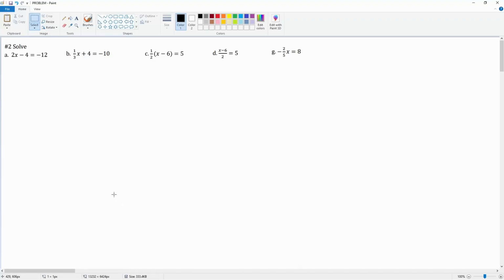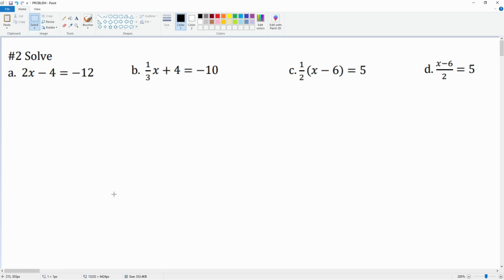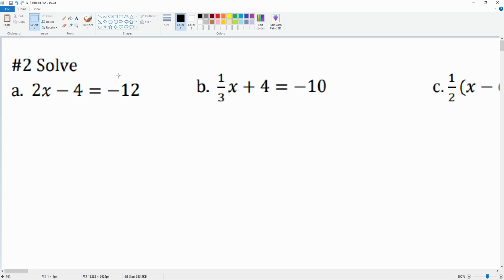We have chapter 2, number 2 here. It just asks us to solve. Let's do A. We have 2x minus 4 is equal to negative 12. We have to do the inverse and get x alone. So we're going to add 4 to both sides.